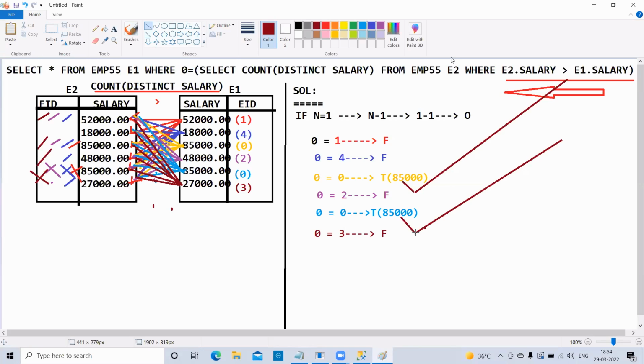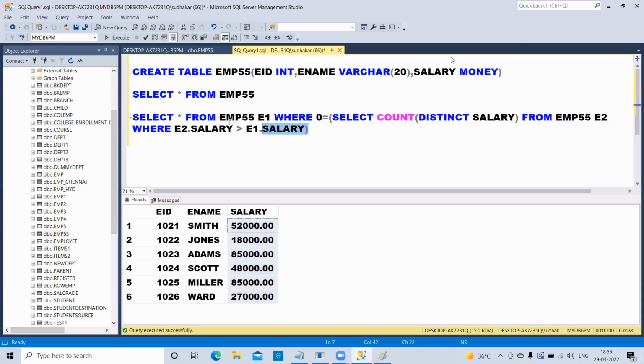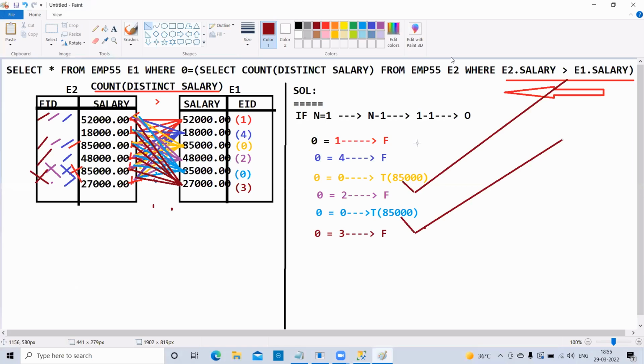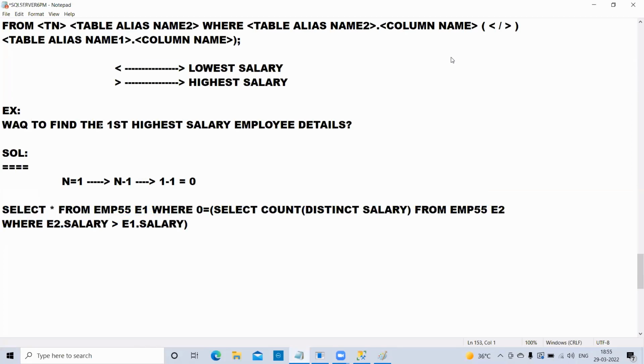Okay? Yes. So this is the way we got it here, and the output also. Once I executed it, the output is the same, 85,000, the person's data we find out. Now we can see, this is my first highest salary.